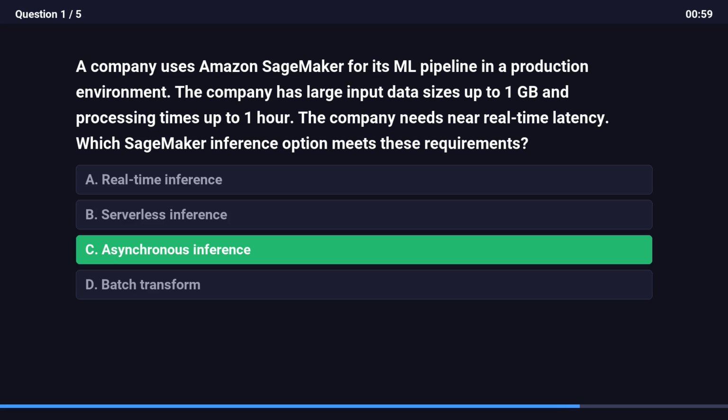Real-time inference has strict latency requirements and payload limits that would not accommodate 1 GB inputs. Serverless inference has payload and timeout limitations. Batch transform is for offline processing without real-time requirements.